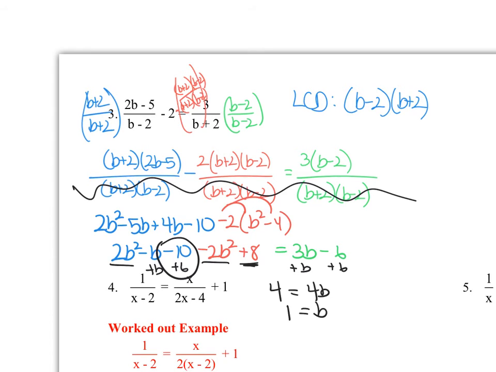Again, you have to check to make sure that is not an extraneous solution. Going back to the beginning, what would our vertical asymptote be of that first one? b equals 2. That is not 1, so it's okay so far. The next one doesn't have any restrictions on the domain. And then for this one, your vertical asymptote would be b equals negative 2. So since 1 is not 2 or negative 2, it's not an extraneous solution, and it will work, okay? And you can check it by plugging it in.